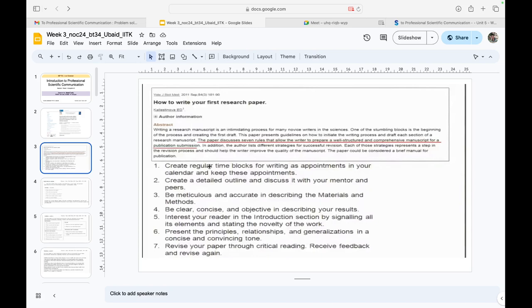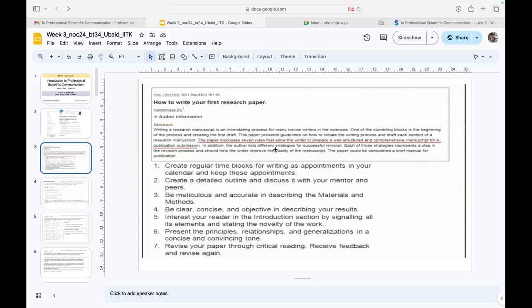So the first point is to create a regular time block for writing. For example, when you start writing, it is very difficult to sit for too long, for five to six days from morning to evening, to write. It might be a little boring. But what is the appropriate way of writing the first paper? Whenever you are doing your work, simultaneously start writing some of the sections.